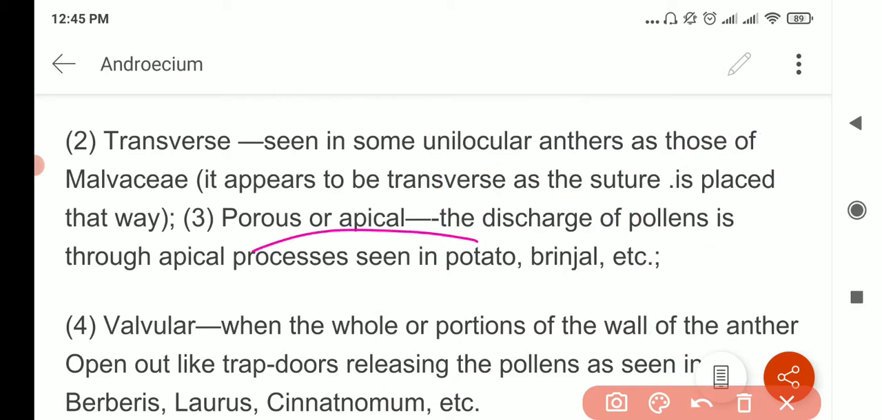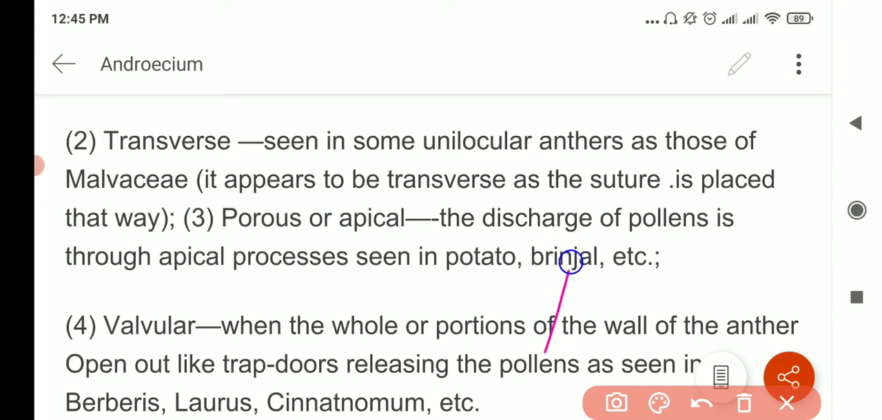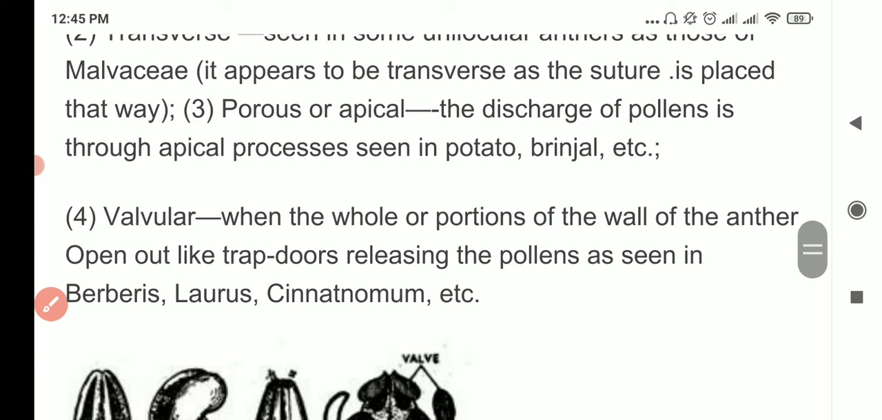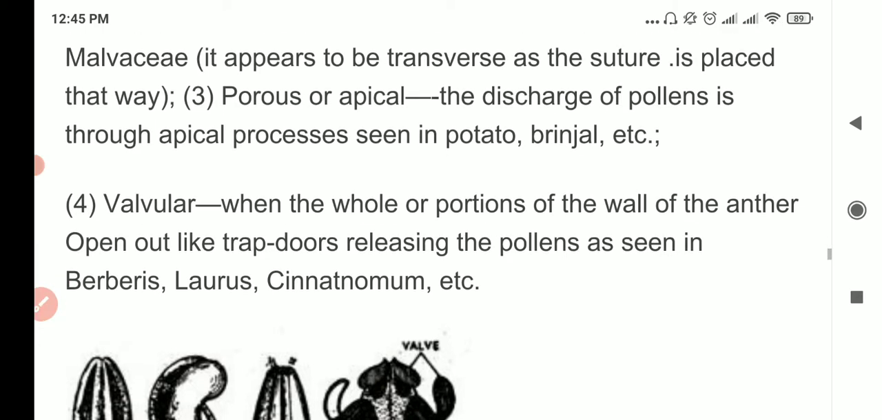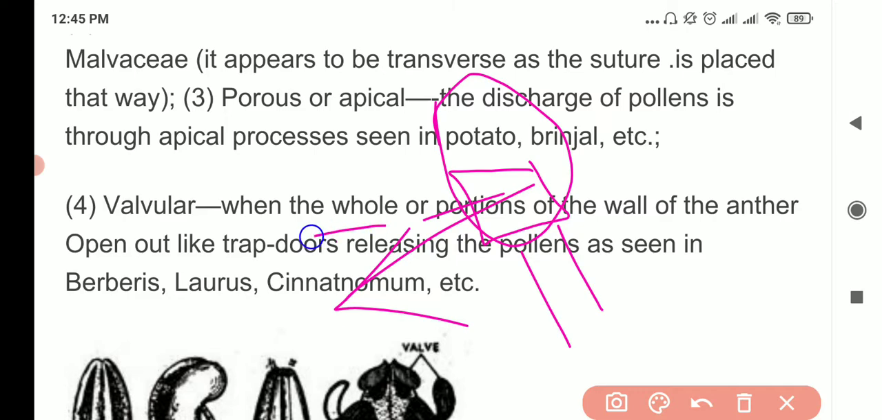Then porous, it is through apical pores. Suppose this is the anther, there is some opening here, some pore, and then all the pollens will fly out from this pore. Then valvular, when the whole or a portion of the wall of the anther opens like a trap door. So suppose it's the anther, then there is just like a door, it will just open up this door and the pollen will come out from there. So let's see in the diagram how it looks.